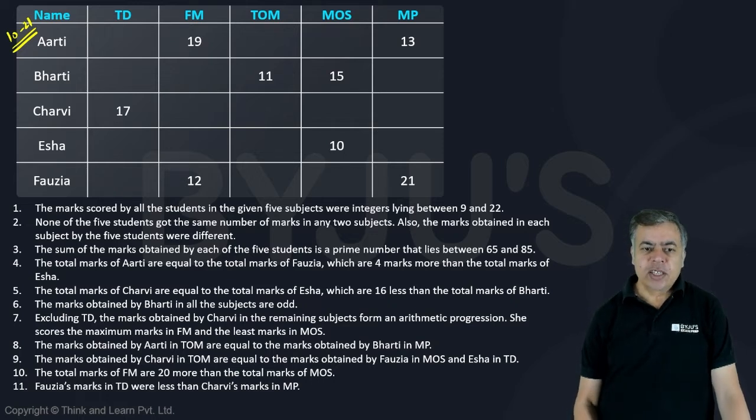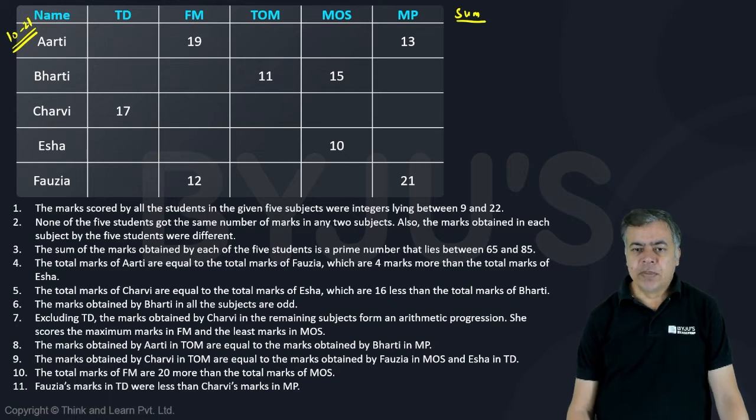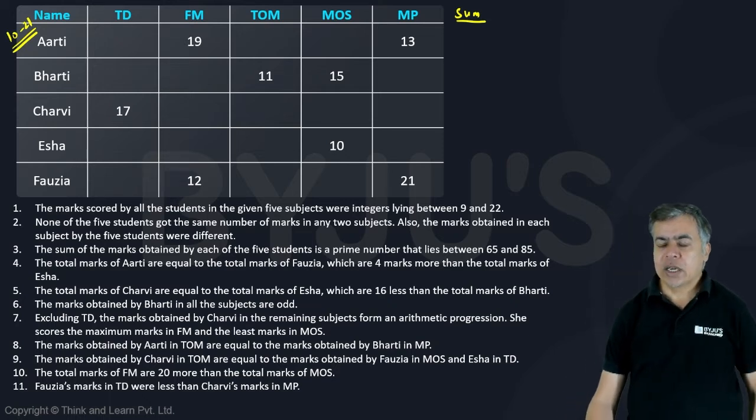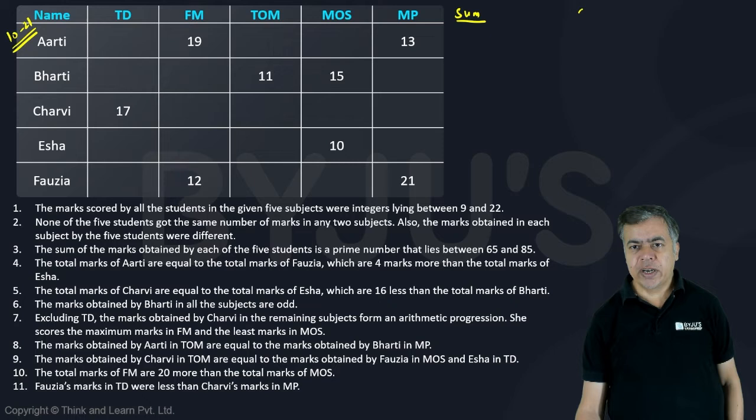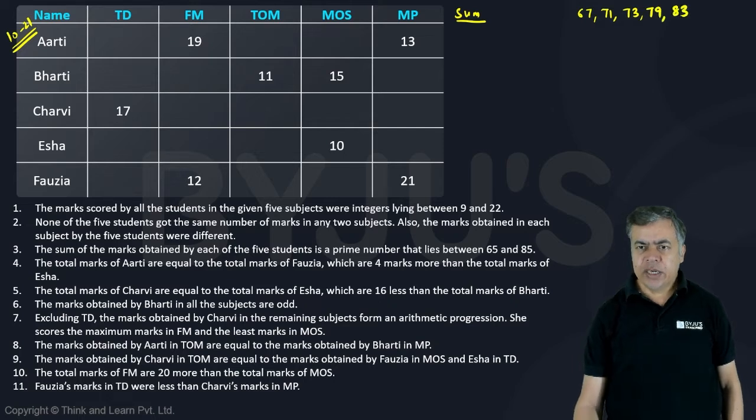The sum of the marks obtained by each of the 5 students is a prime number lying between 65 and 85. So I will write here the total, or sum of the marks. The total will be a prime number between 65 and 85. What are the prime numbers between 65 and 85? It can be 67, 71, 73, 79 or 83, right? These are the prime numbers.